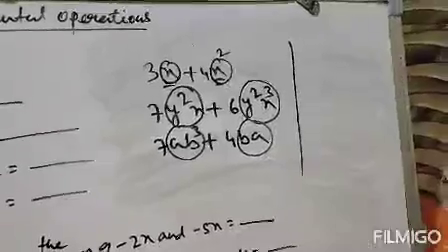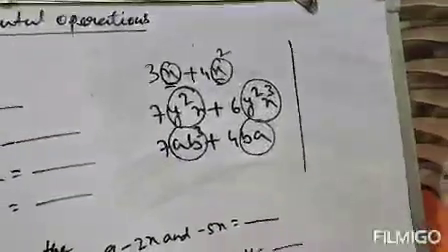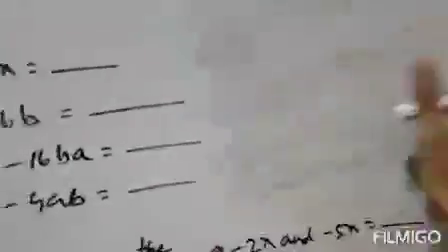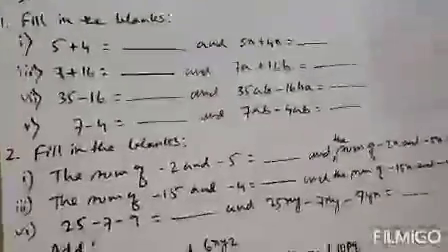If they are unlike terms, we cannot add and we cannot subtract. Clear? So this is the concept. Based on this concept we will solve the questions of this exercise. Now directly come to the exercise.